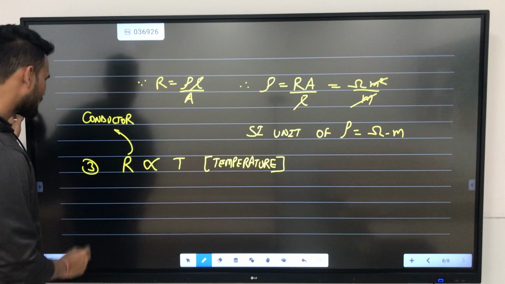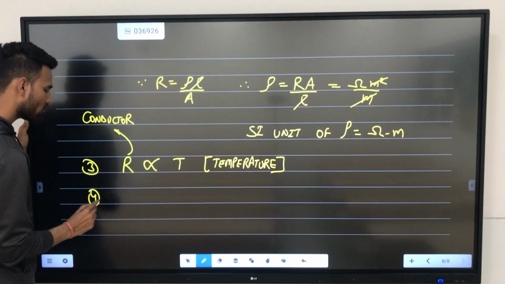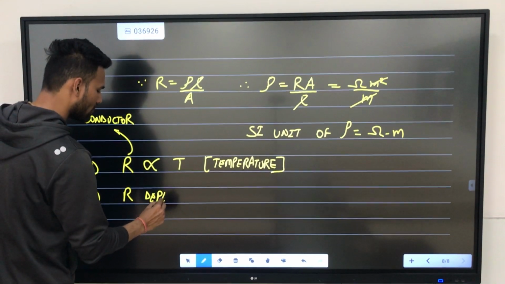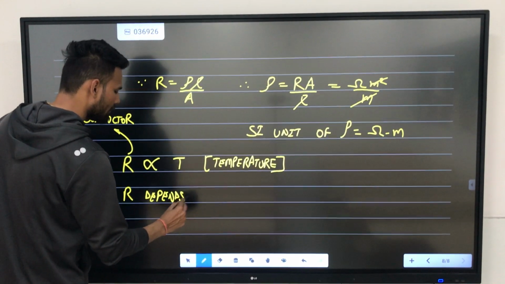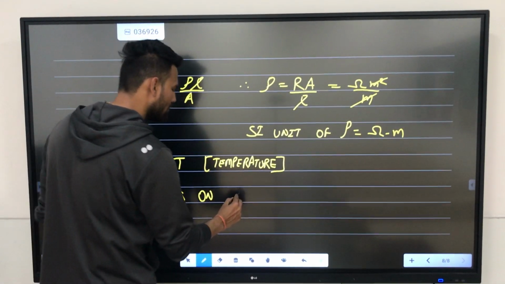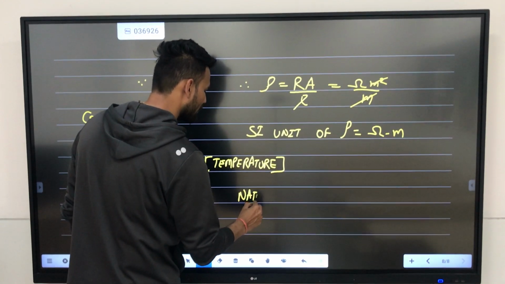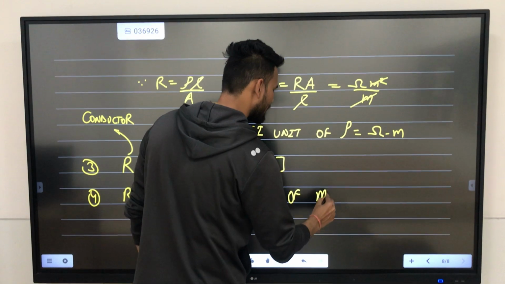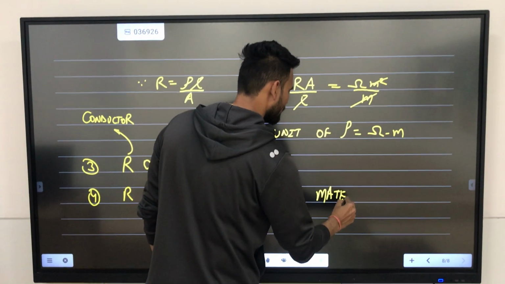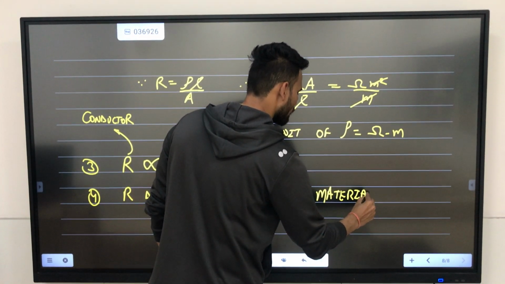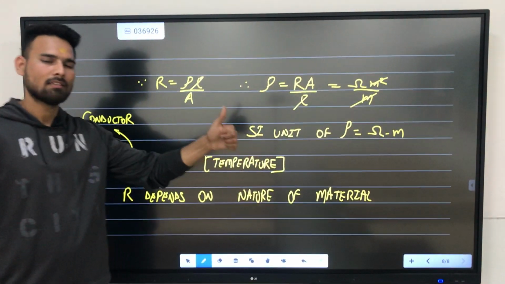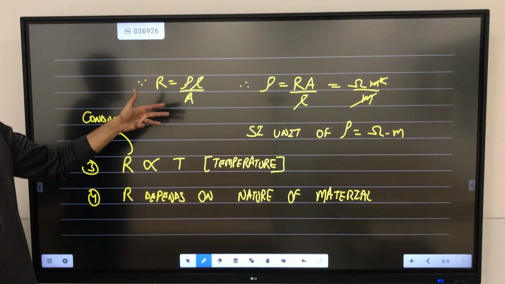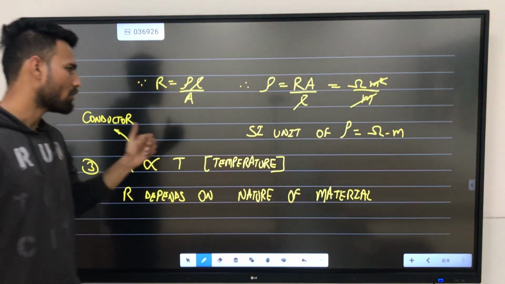And what was the other factor? The resistance depends on the nature of material. So four factors: the length, the cross-sectional area, the nature of material, and the temperature. Am I clear or not? Come on, note it down.